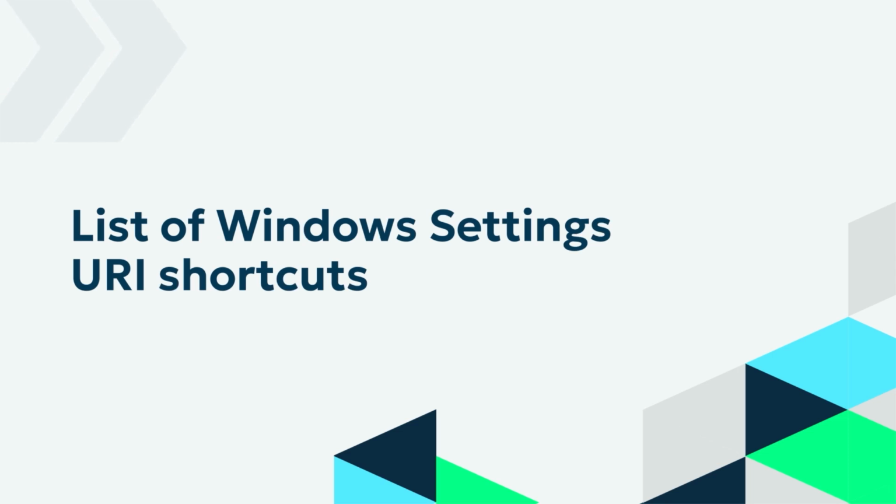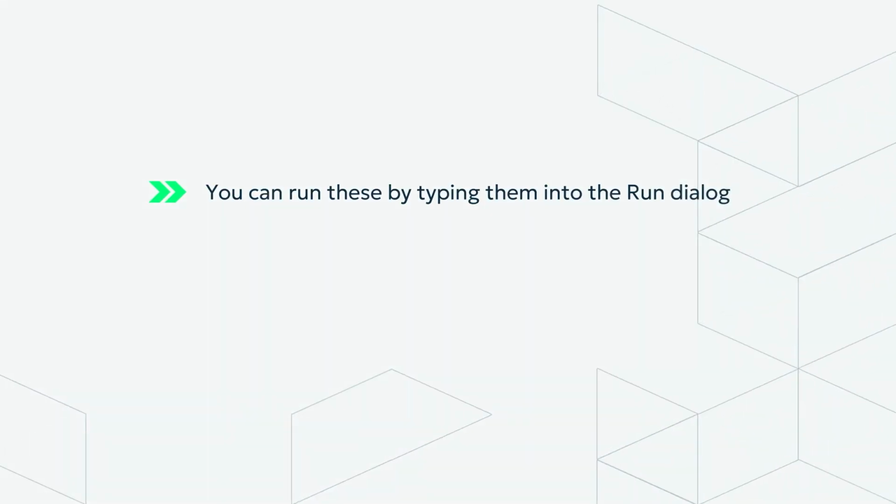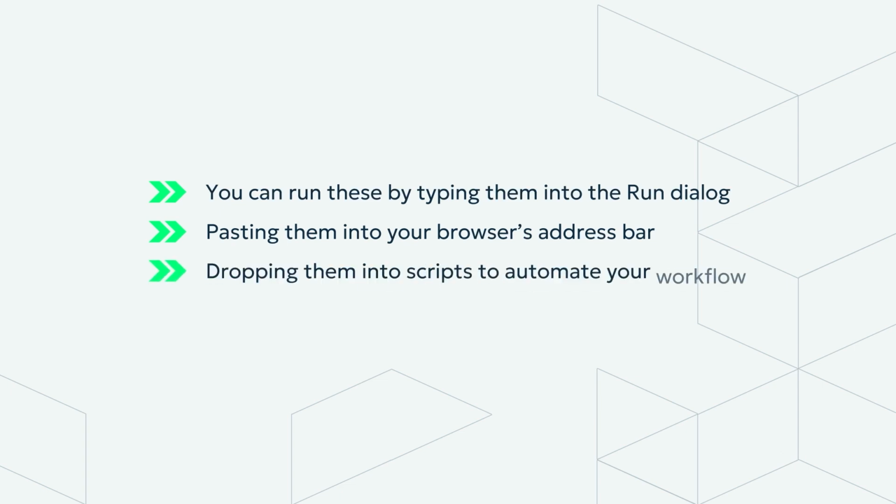List of Windows Settings URI Shortcuts. Let's dive into the list of MS settings commands you can use. You can run these by typing them into the Run dialog, pasting them into your browser's address bar, or dropping them into scripts to automate your workflow.